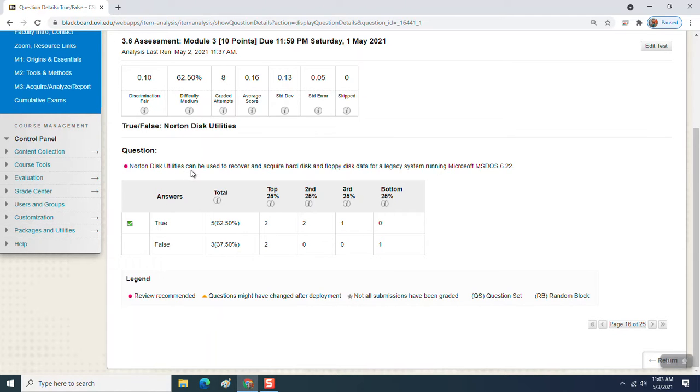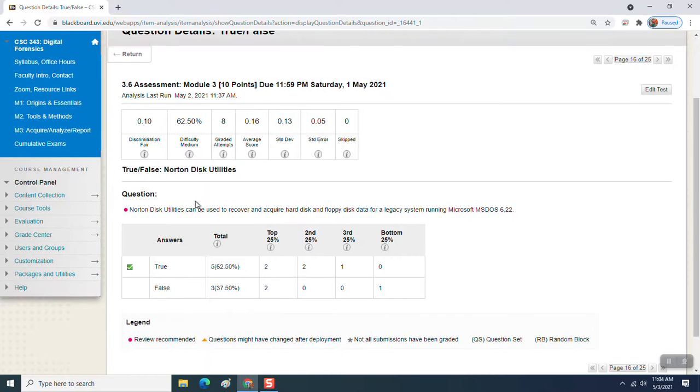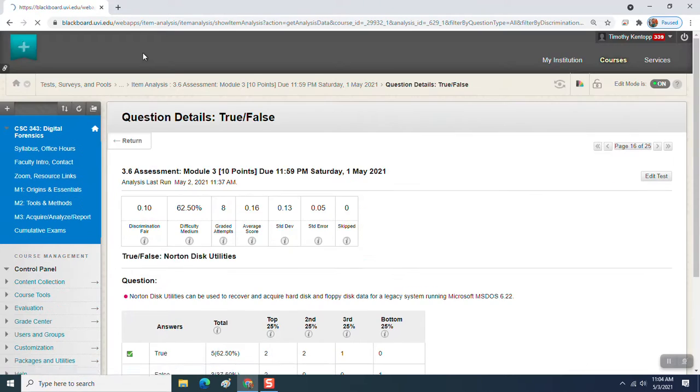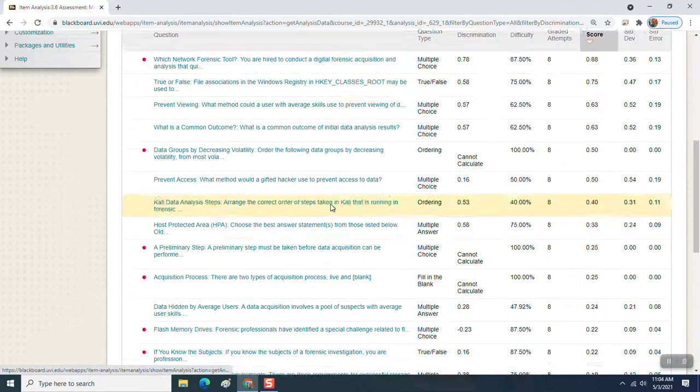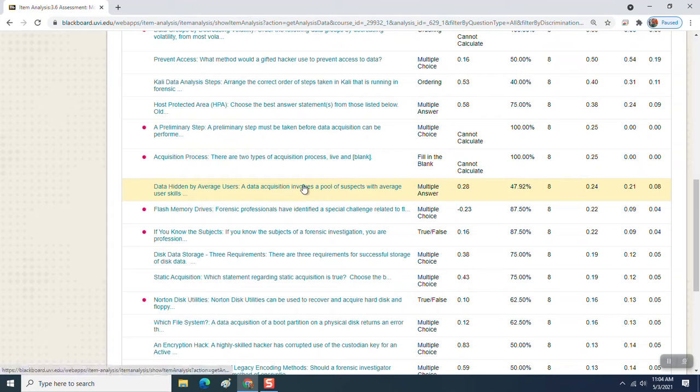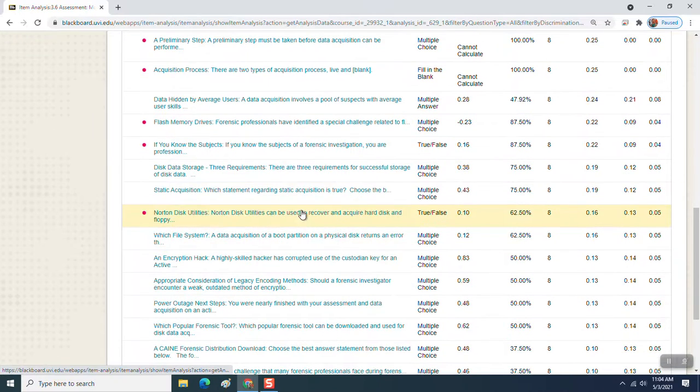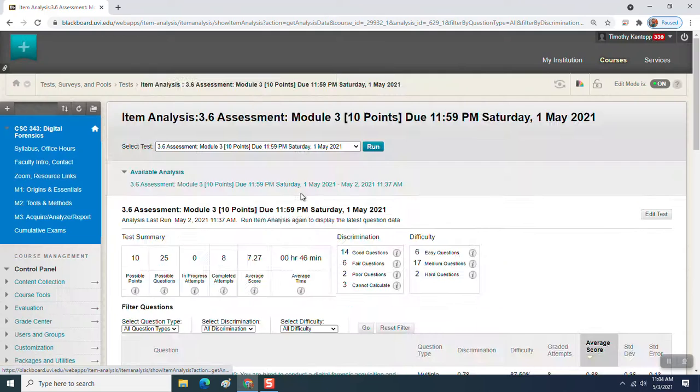Norton Disk Utilities was one of the earliest data recovery utilities. It is effective. It runs from the DOS prompt before they ever had Windows. So that is a true statement. It's just a terribly old tool. And floppy disk data is terribly old as well. So if you're dealing with a very old computer system and you don't know how to recover data from floppy disks, Norton Disk Utilities is your answer.